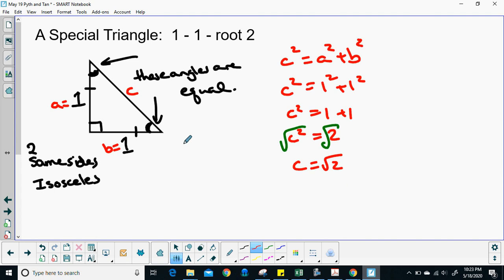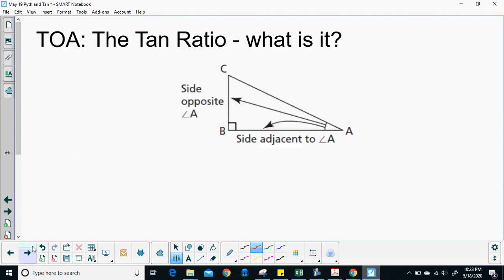So this gets used a lot in construction. There's a very important reason why, and that has to do with the angles. So to figure out these angles, when I know the two different short sides, well, I need another tool. So I need the tan ratio.